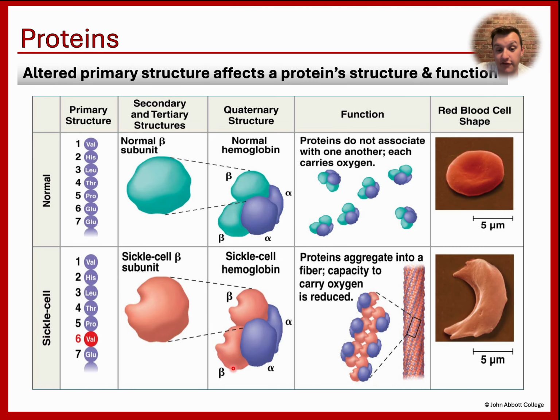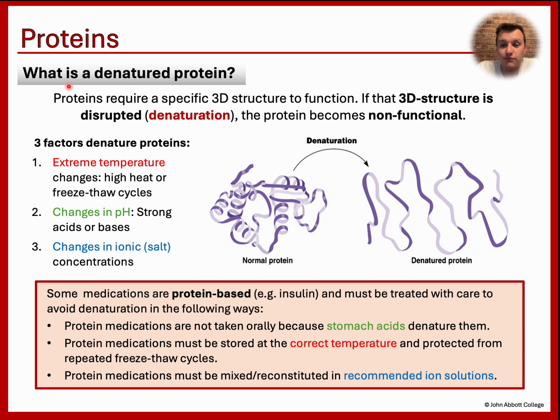So the folding of a protein, this is not well folded, right? It's essential. What is a denatured protein? Proteins require a specific 3D structure to function properly. I will keep saying this over and over. If that 3D structure is disrupted, this is called denaturation, right? You're naturally like this. If you denature it, you destroy its normal nature. If you denature it and disrupt its 3D structure, the protein becomes non-functional.